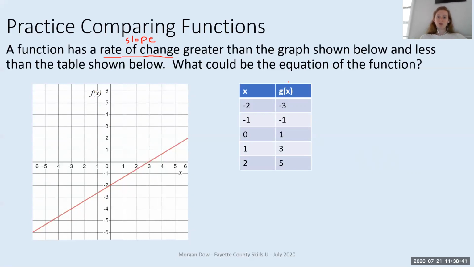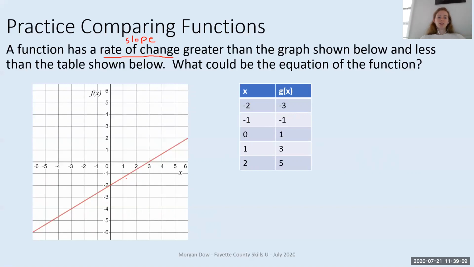So this is a problem where we get to come up with an equation that meets these requirements. So the function we are creating has a slope greater than the slope shown on this line here and less than the slope shown in the table. That means we need to figure out what those slopes are so that we can pick something in the middle. So let's start with the graph. Let's figure out what the slope is for this graph.